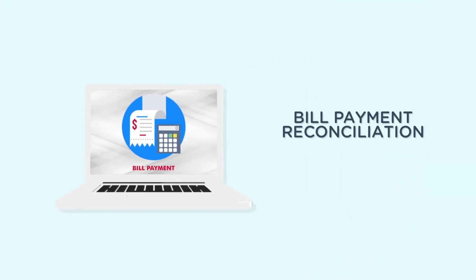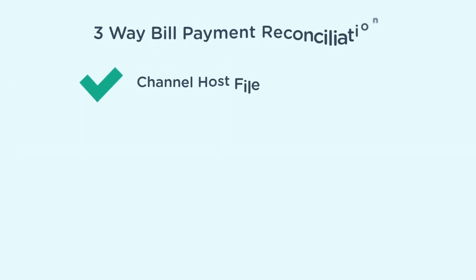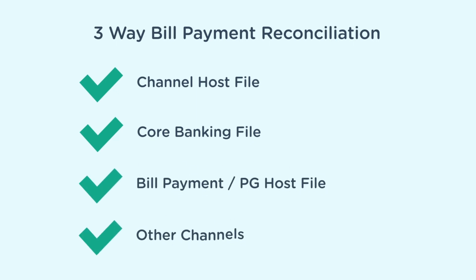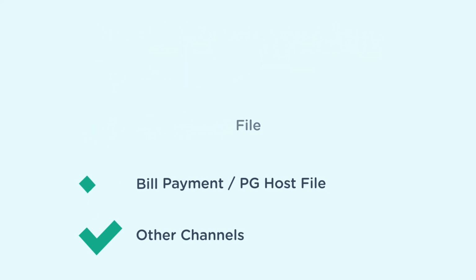Let's move to the bill payment reconciliation part. We can do 4-way, 3-way and 2-way on bill payment reconciliation. 3-way reconciliation for channel host file, core banking file, bill payment or payment gateway host file and other channels if any. Again, here also we can get all extensive types of reports for it.